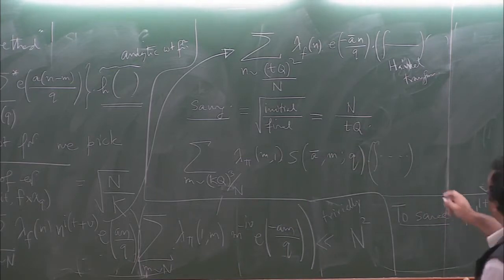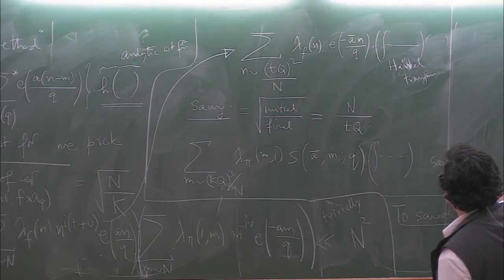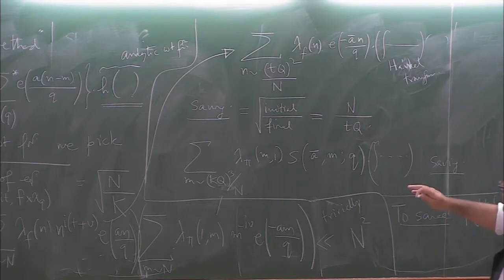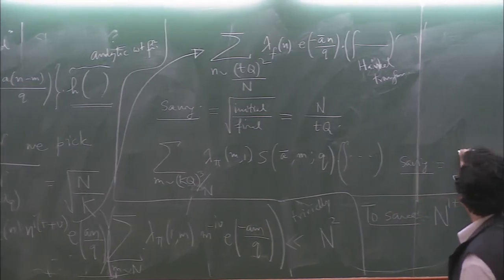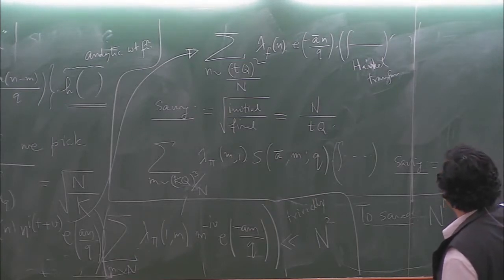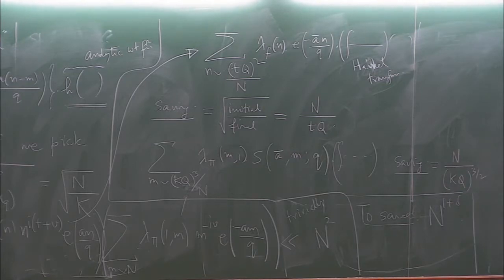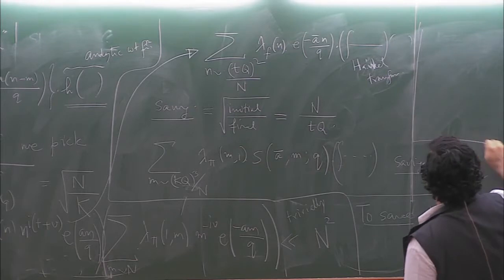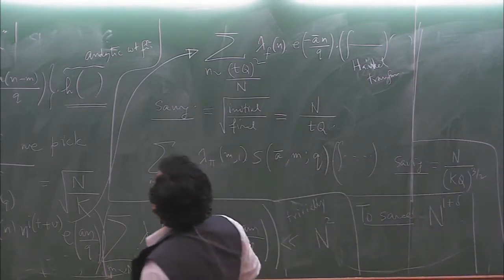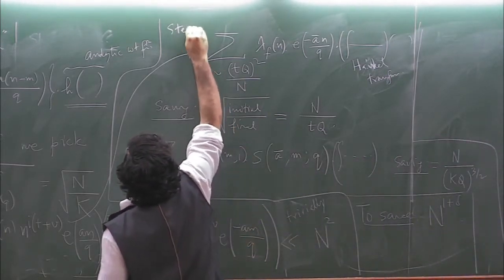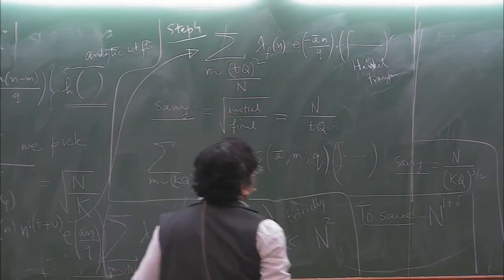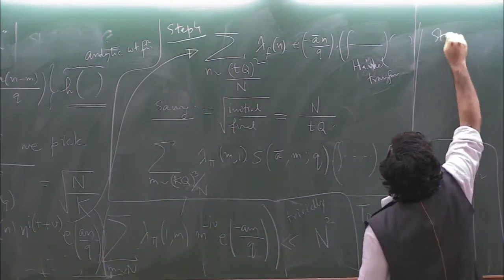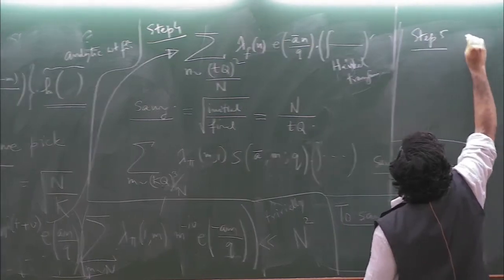Right? And the saving here now, using the same recipe, the square root of the initial length by the final length, will give you n by kq to the power 3 by 2. Okay, so that was my step 4. Apply the Voronoi summation formula. And step 5 is the magic.